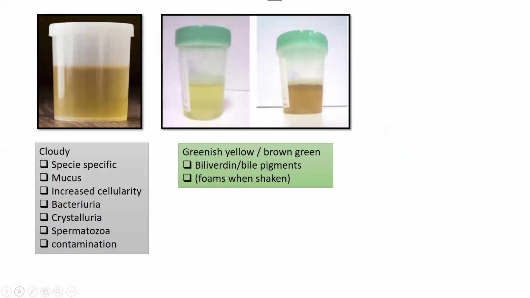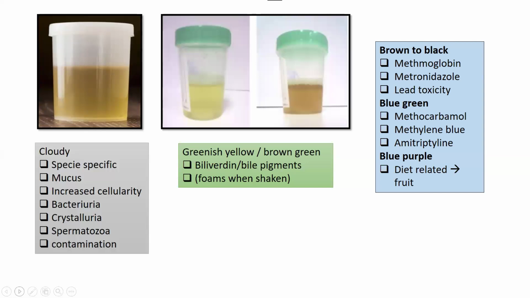Next, we have greenish yellow, brown green. Biliverdin or bile pigments are present in the urine, and this particular colored urine will form foam if it is shaken. You can see the thick layer of foam, because it is a shaken sample. This colored urine will always form foam when shaken.